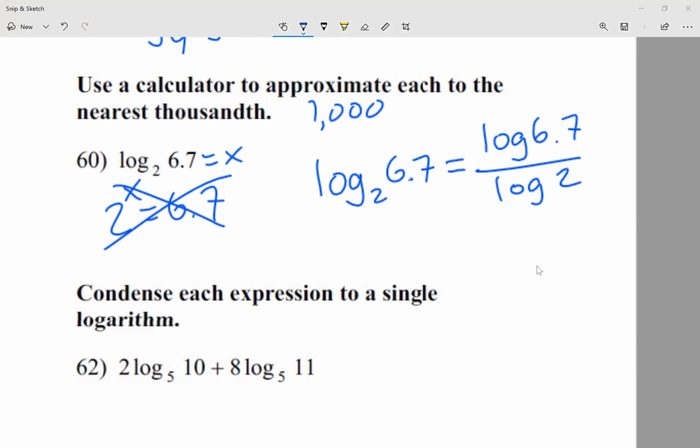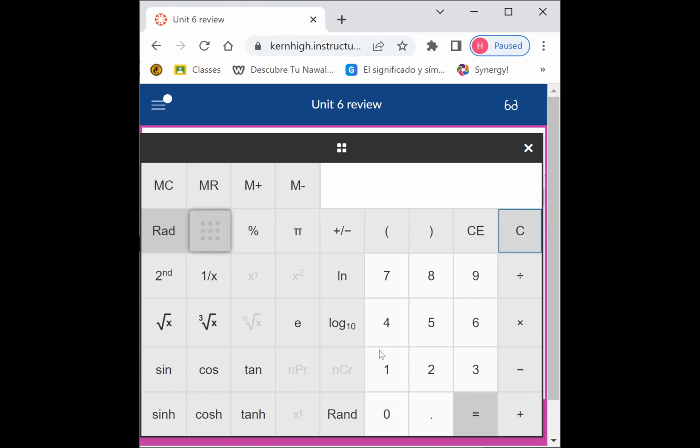Let me get a calculator out. In my case, I see that I can only do log base 10. It doesn't let me change the base. So I'm just going to type in log of 6.7, close parentheses, divided by log of 2, press equal. I have to round this to 3 decimal places. So I'm going to round it to 2.744.